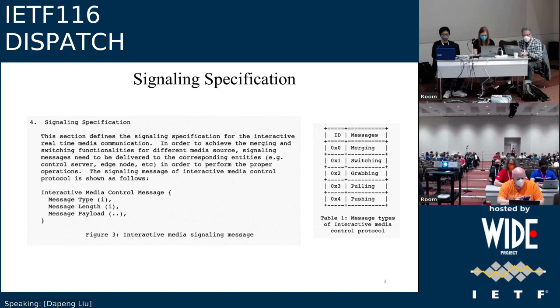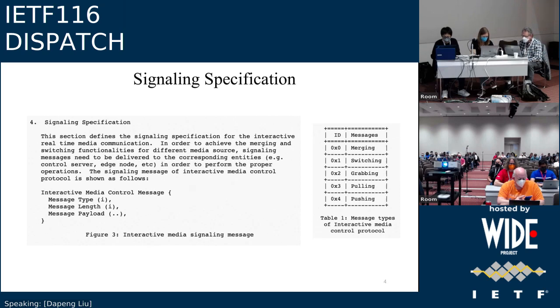Next one is grabbing. It's used for some conditions. For example, for mobility reasons, the network connection quality may not be so good for this kind of service. Then maybe there is another better link, so the network can just switch links. And the last two are very basic, the pulling and pushing messages. One is to push the content to the network, and the other is for the audience to pull the content from the network.